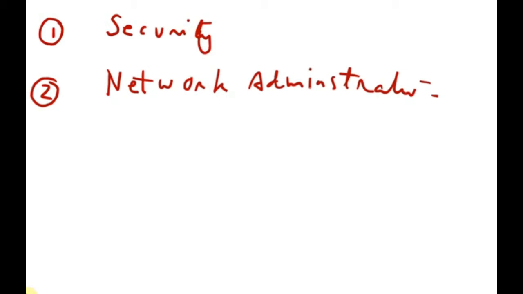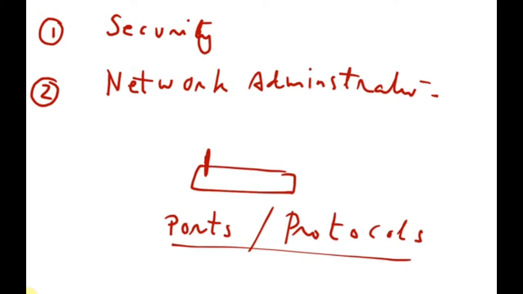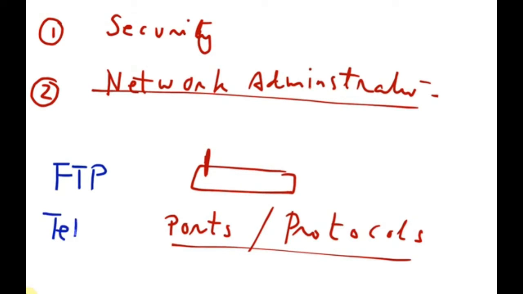In the firewalls, we can block the ports or the protocols so that those ports or protocols cannot be used. For example, if as a network administrator we would like that nobody can use the FTP port or the FTP protocol, data being transferred through the FTP protocol or through Telnet, then we can block those ports.